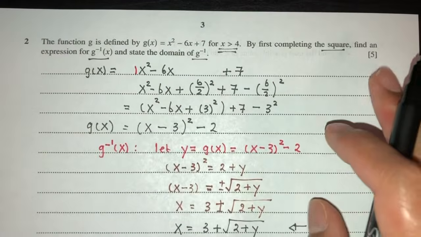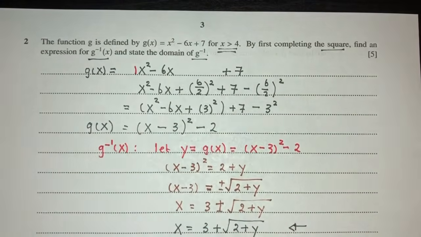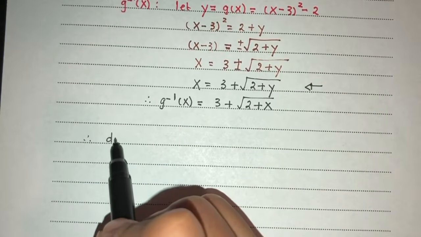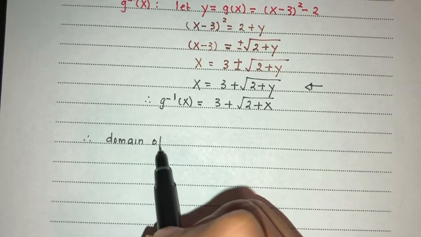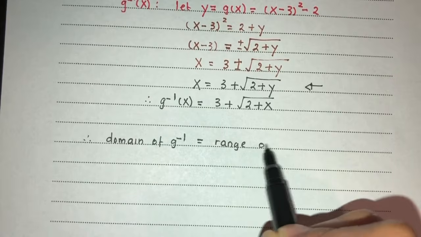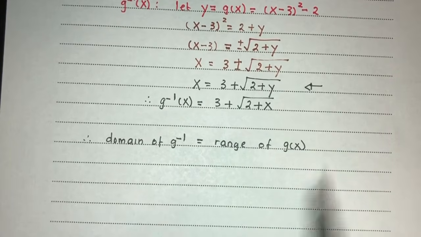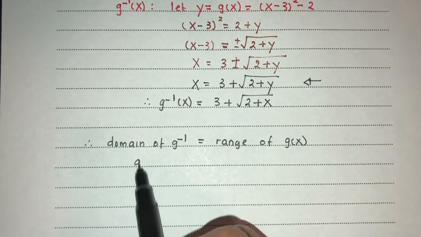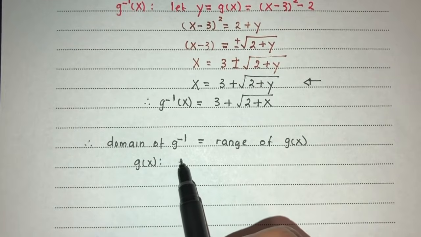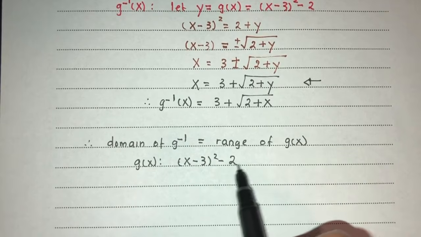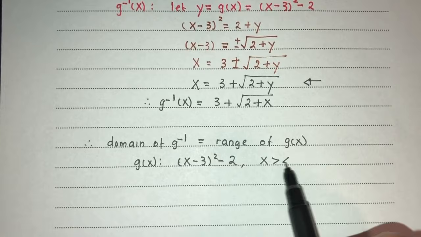Now the last thing is to write down the domain of g inverse. You have to know by now that the domain of g inverse is equal to the range of g. So from what you can see here, g of x is defined by, let's write down the complete square form, for x more than 4.